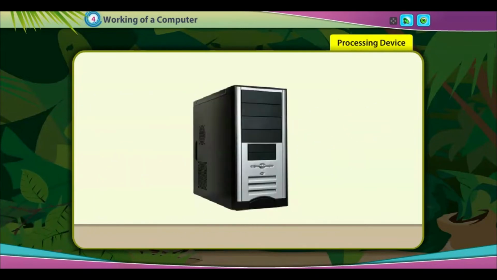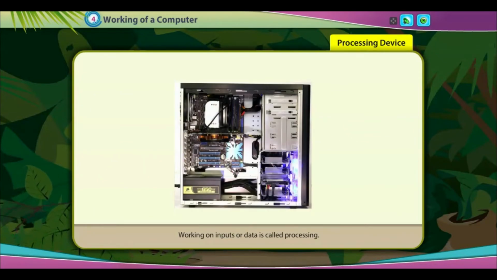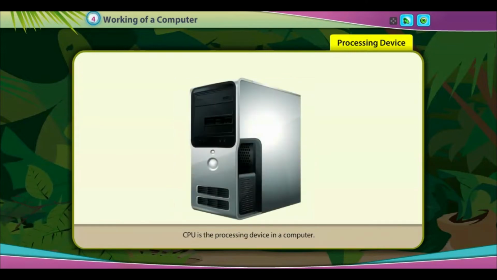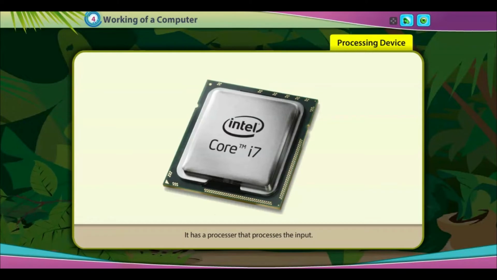Processing device. Working on inputs or data is called processing. CPU is the processing device in a computer. It has a processor that processes the input.